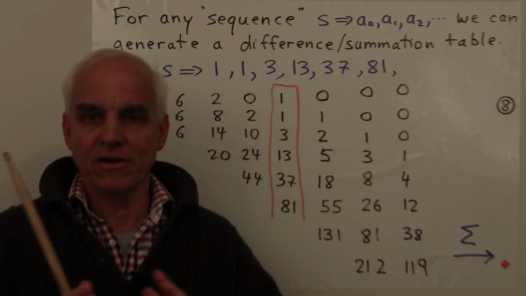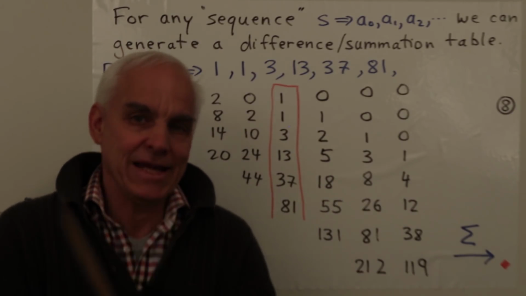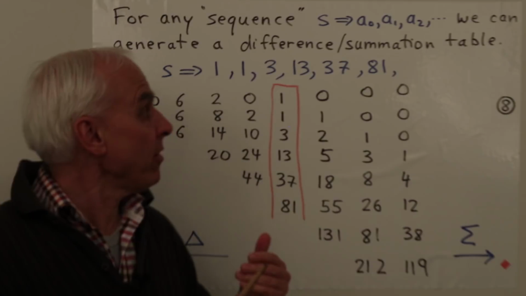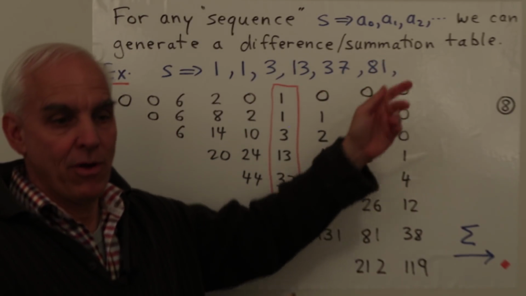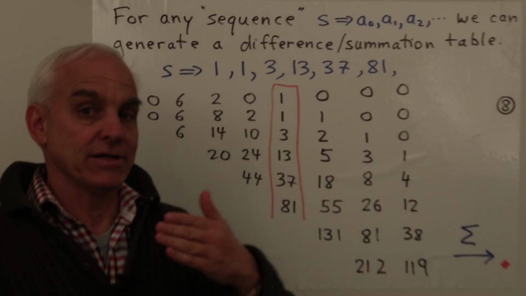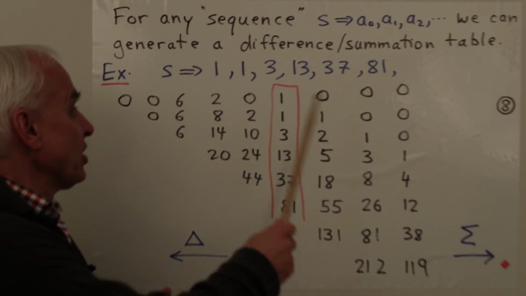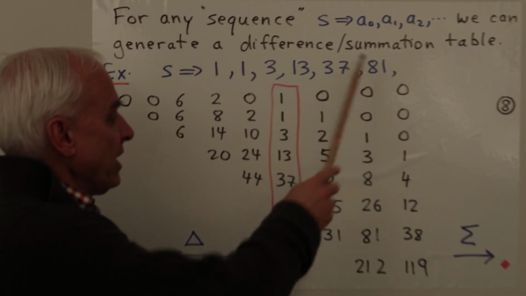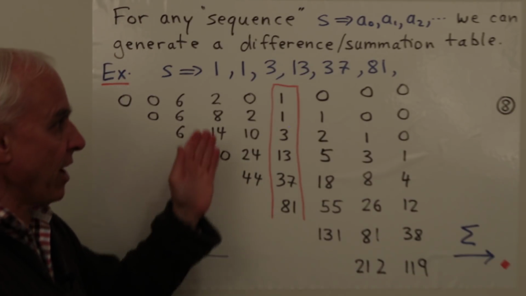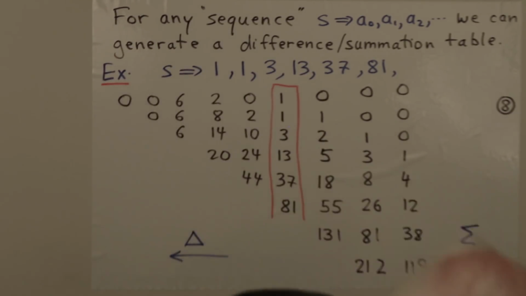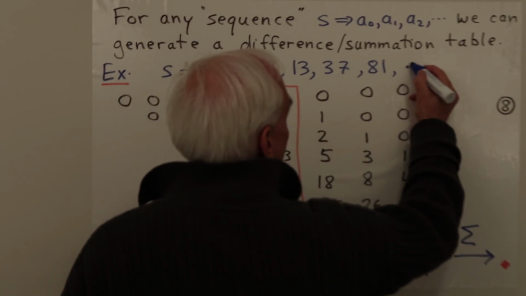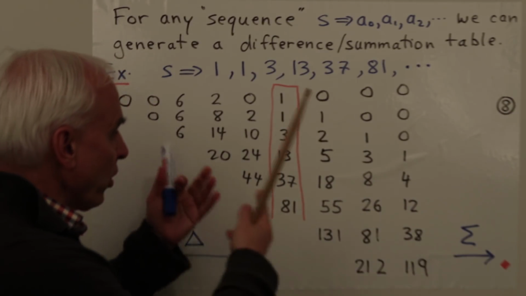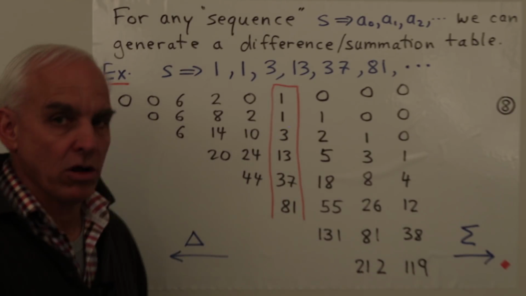Now we can put the idea of difference and summation together for any sequence. If we have any sequence S, then we can generate a table which we might call a difference summation table, which contains both differences and summations. For example, suppose that we just arbitrarily choose a sequence 1, 1, 3, 13, 37, 81. Well, maybe this is not so arbitrary. It goes on in some fashion, so let's put 3 dots there. We can represent that, if we're going to work with this sequence, as a column.